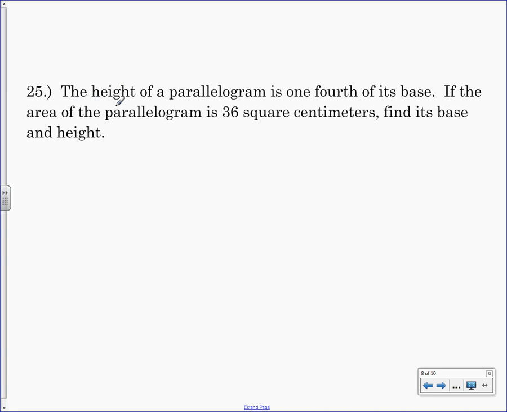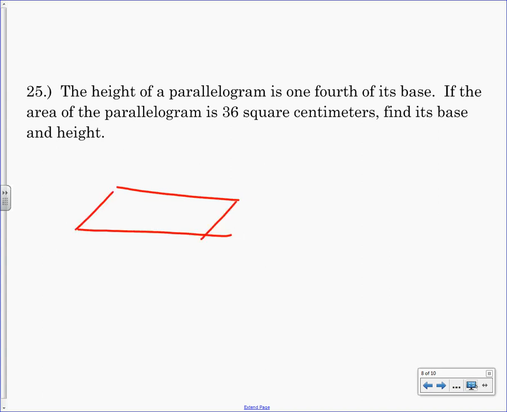Guys. All right, the height of a parallelogram, so I'm going to draw a parallelogram in a moment, is 1/4 of its base. If the area of the parallelogram is 36 square centimeters, find its base and height. Draw a parallelogram, right? You don't have to draw it my way, but this is how I drew it. You can draw it vertically if you'd prefer.